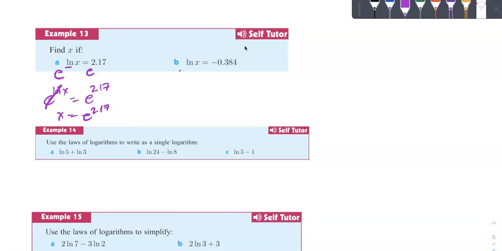So we're going to do the same thing here. I'm going to take e to the power of both sides. I'm not going to rewrite it this time because we know what's going on. So we get this. Like that, right? So you take the e power of both sides. That's what makes it a little weird. You take the e power of both sides, and then they cancel out.